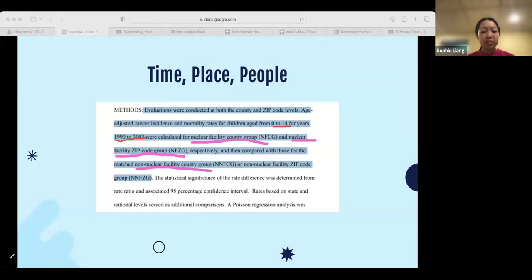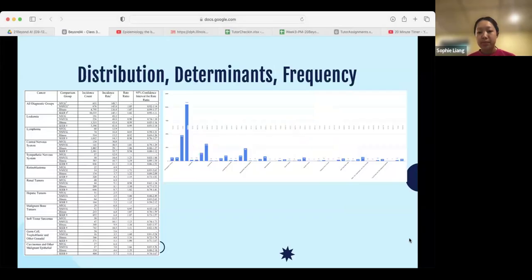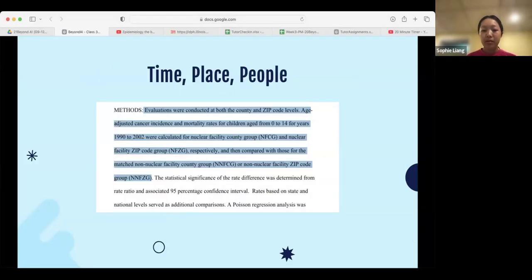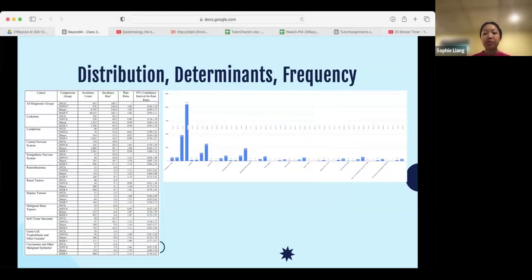Let me get rid of these drawings. Yep, got that. And then distribution, determinants, and frequency. Well, you can see the distribution of, well, this one just shows the different kinds of diseases and how often these diseases occur in the population. This table and this graph show the same thing, just in different formats. So one is in a table and one's in a bar graph.